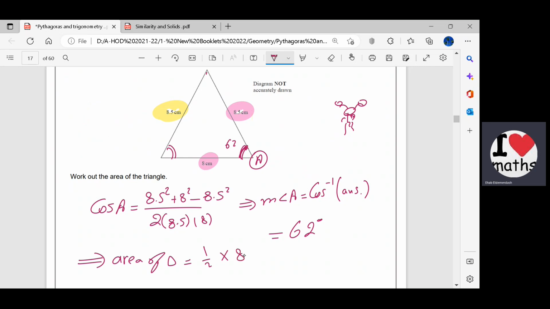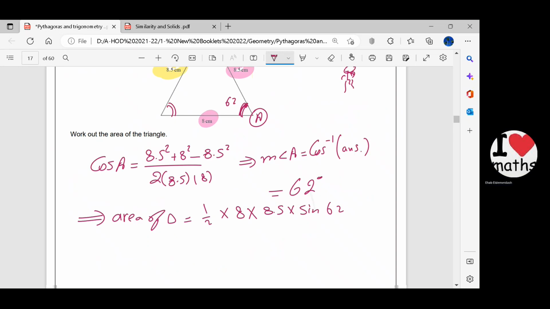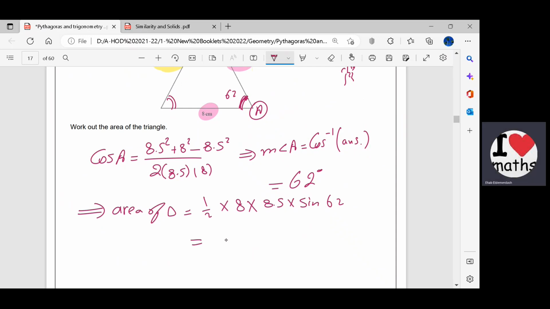Now if I have to work on the area of the triangle, it will be half multiplied by 8.5 multiplied by 8 multiplied by sine of the included angle, which is 62. What is this amount? Is it correct? Check again. Very good. Okay, most likely they will tell you calculated to the nearest unit, so it will be 30 centimeters squared. So I have finished the question.